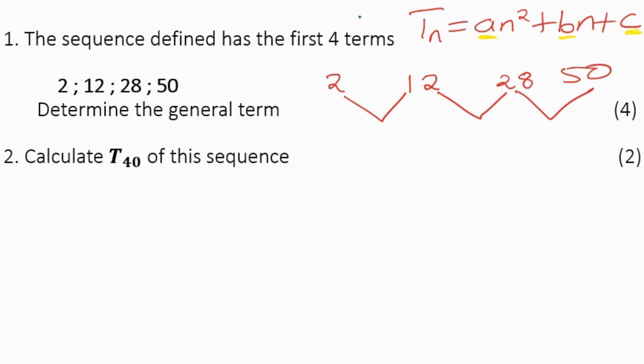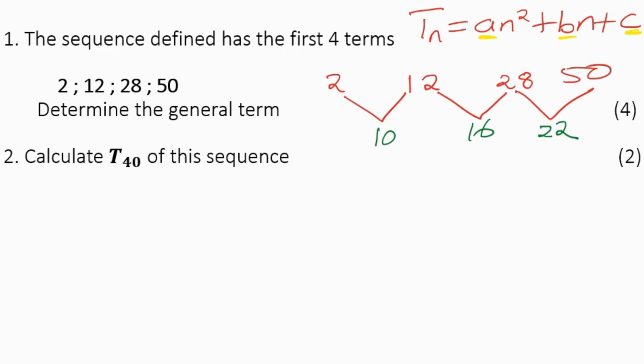Now what we are going to have, when we say 12 minus 2, that is T2 minus T1 to give us 10. All right, when we say 28 minus 12, that will give us 16. When we say 50 minus 28, that will give us 22. So what you are basically saying is T2 minus T1, you get 10, T3 minus T2, you get 16, T4 minus T3, that will give you 22.